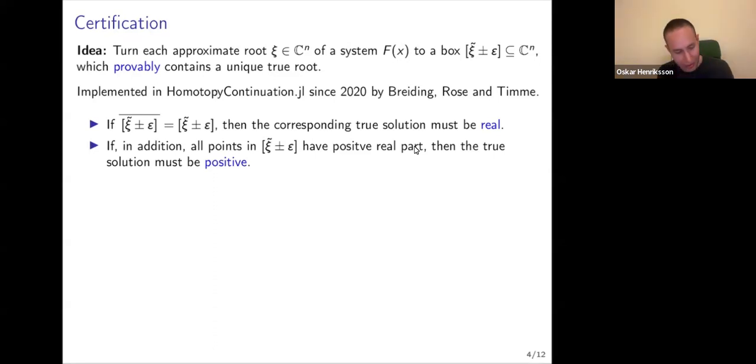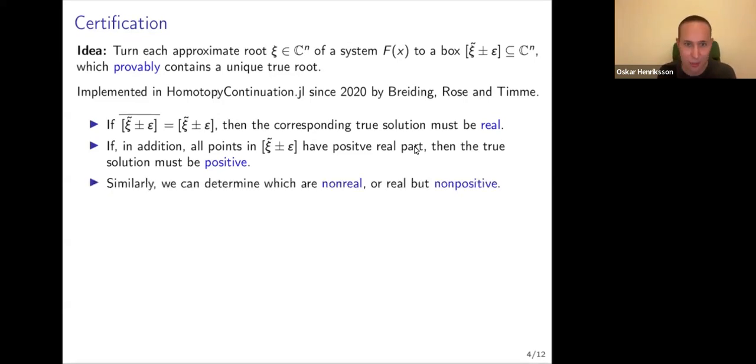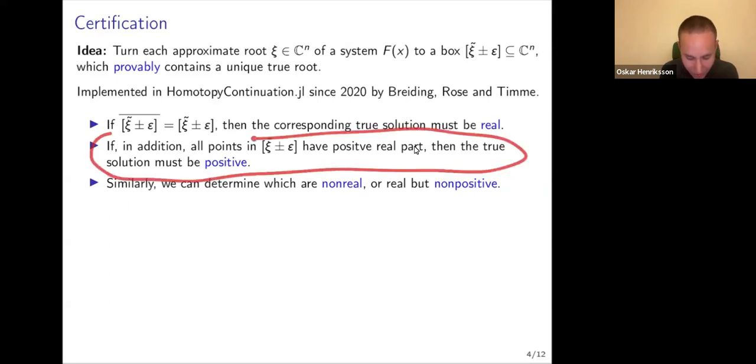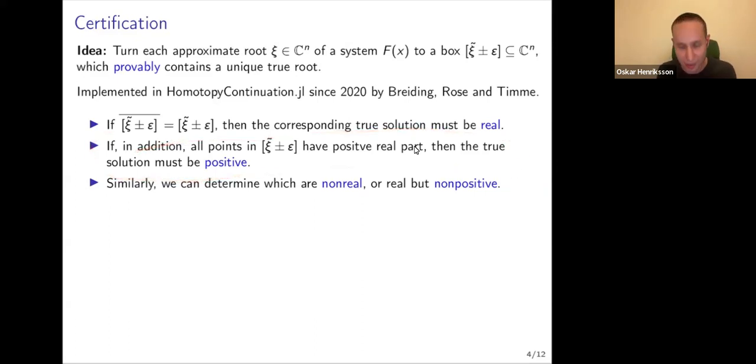If in addition you can see that this box doesn't have any entries with negative real part, then that means that the true solution that exists in the box must be positive. And by using similar arguments, you can also prove that a true solution is non-real or that it's non-positive. So you can do this type of very simple analysis on all the boxes that you find for all your approximate roots, and thereby partition them into different classes: real solutions, positive solutions, non-real solutions, and non-positive solutions. And in particular, that means that we can filter out the positive ones and remove all the others.